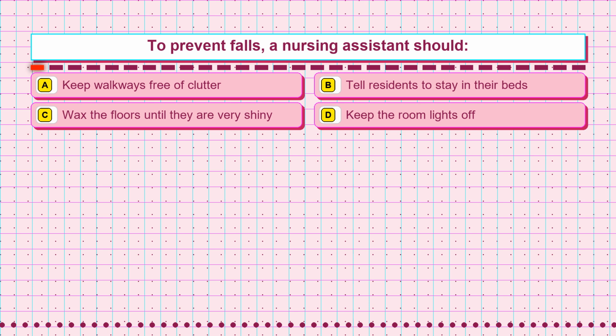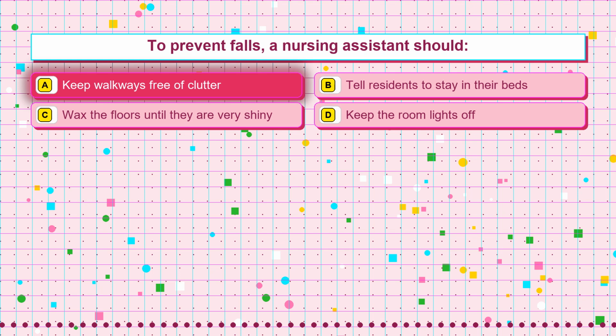Question 83. To prevent falls, a nursing assistant should: Option A. Keep walkways free of clutter. Option B. Tell residents to stay in their beds. Option C. Wax the floors until they are very shiny. Option D. Keep the room lights off.